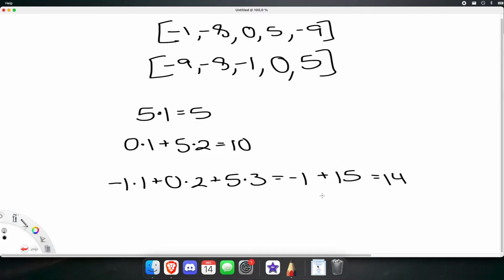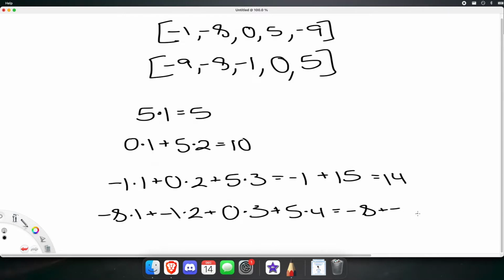If this is the case, well, let's try another negative satisfaction level dish. Let's try -8. Let's see if we should cook this one or not. So we cook -8 at 1, then -1 at 2, then 0 at 3, and then 5 at 4. This will give us -8 plus -2 plus 20. And then this is going to result in 10.